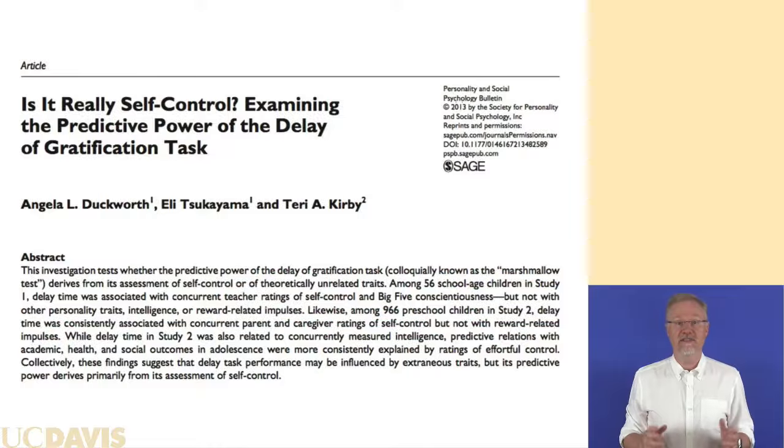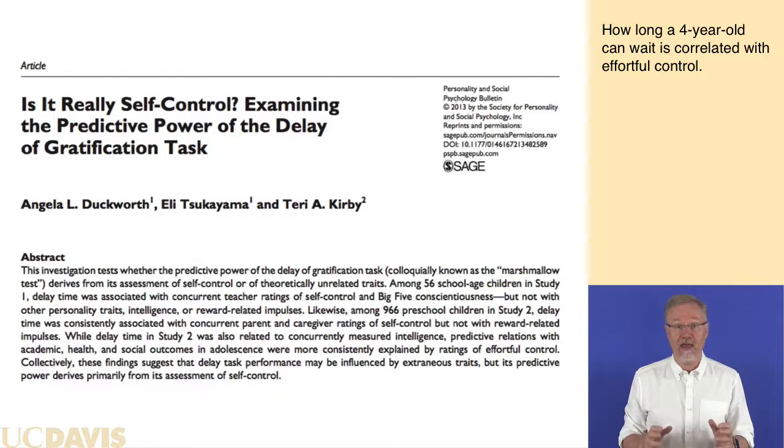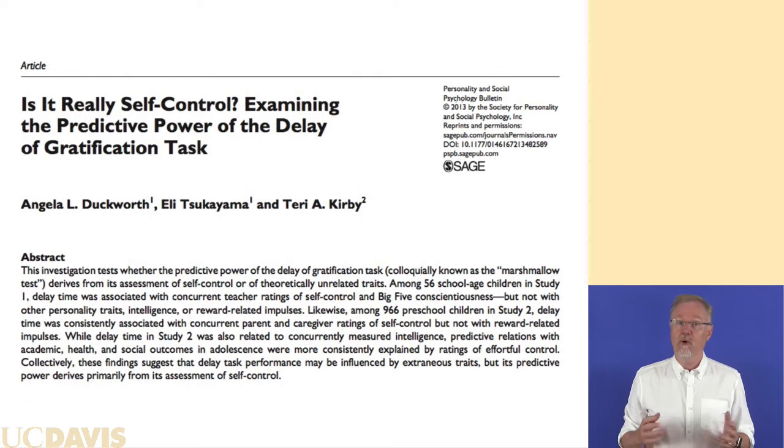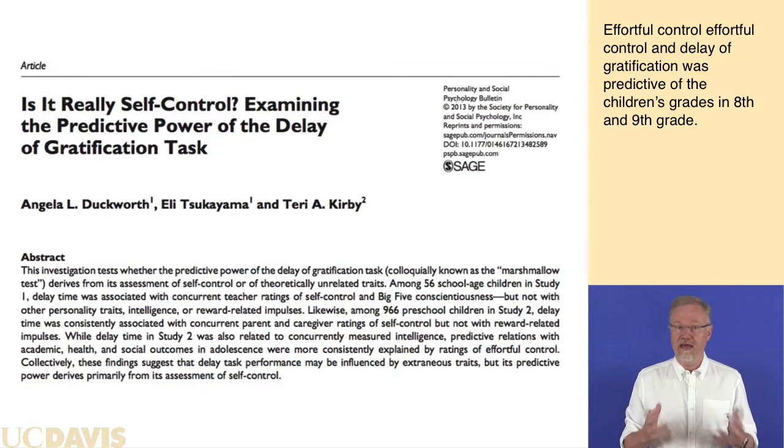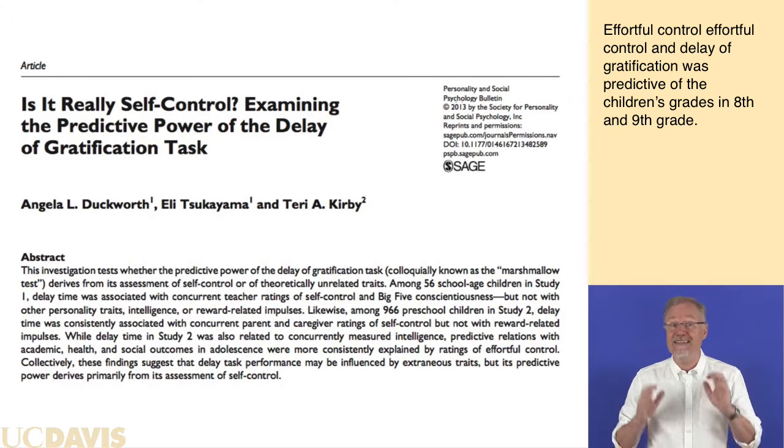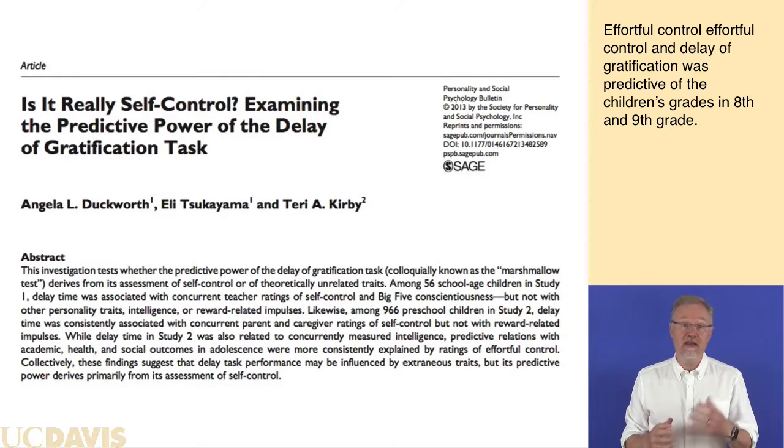Many studies have used this task, and the study shown here found that how long a 4-year-old can wait is correlated with effortful control as measured by parent and teacher ratings on a questionnaire developed by Rothbart and her collaborators. Moreover, effortful control and delay of gratification in these 4-year-olds was predictive of the children's grades several years later when they were in 8th or 9th grade.